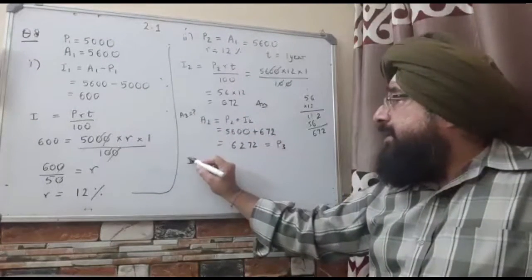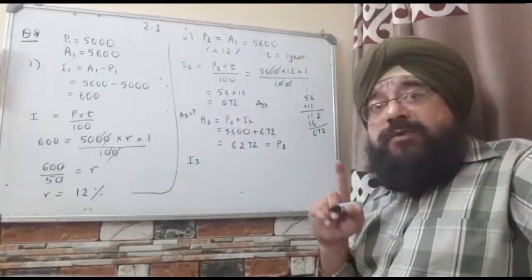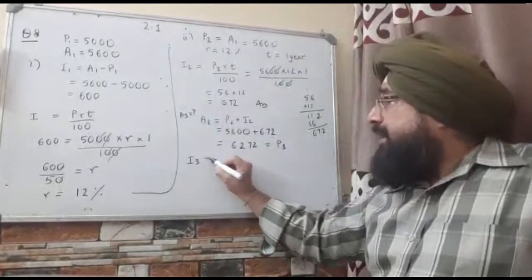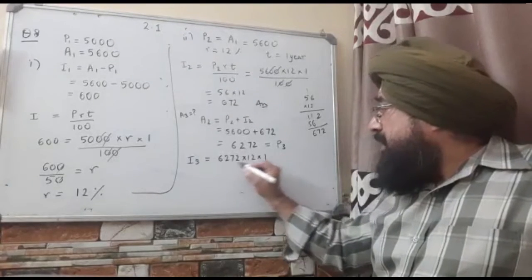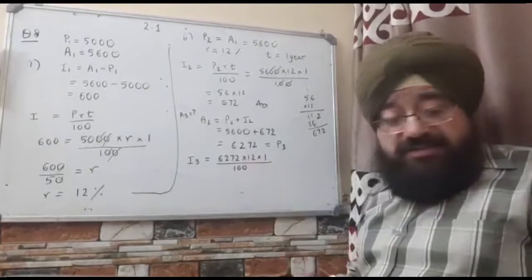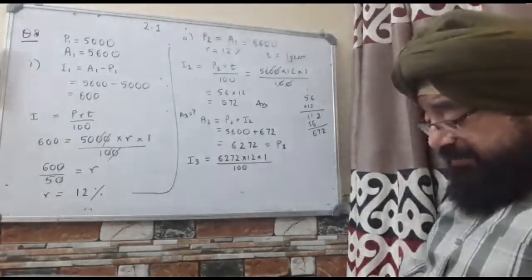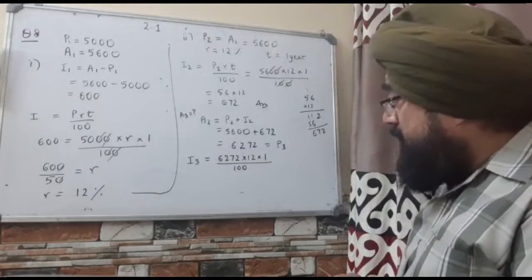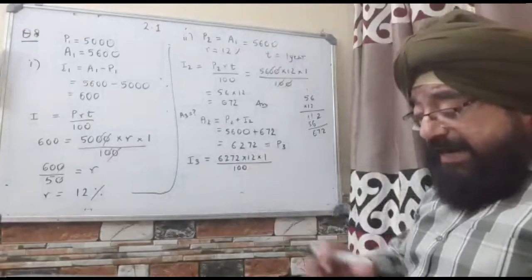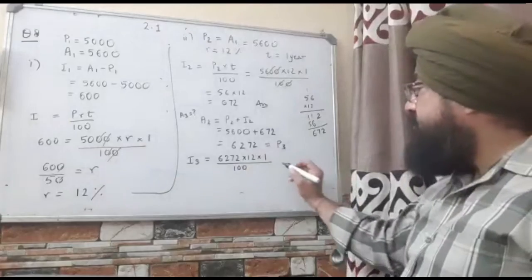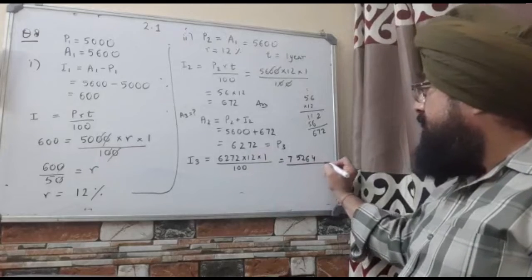And from this I can calculate I3. But mind you, we have to tell the A3. So I3 will not be the answer. I have to add I3 to P3 to get A3. So I3 will be equal to 6272 into rate is 12 into 1 upon 100. So this is some serious business. I need to multiply it properly. So if you multiply 6272 with 12, and you can follow my method, that is multiply it with 10 and then multiply it with 2 and then add it. So you will get 75264 upon 100.